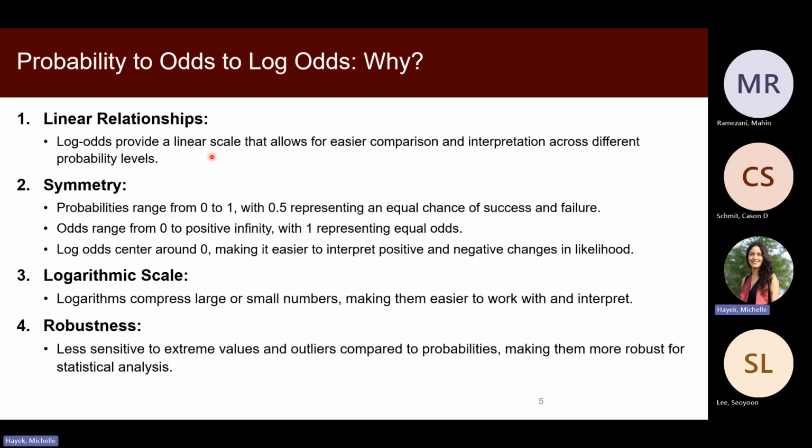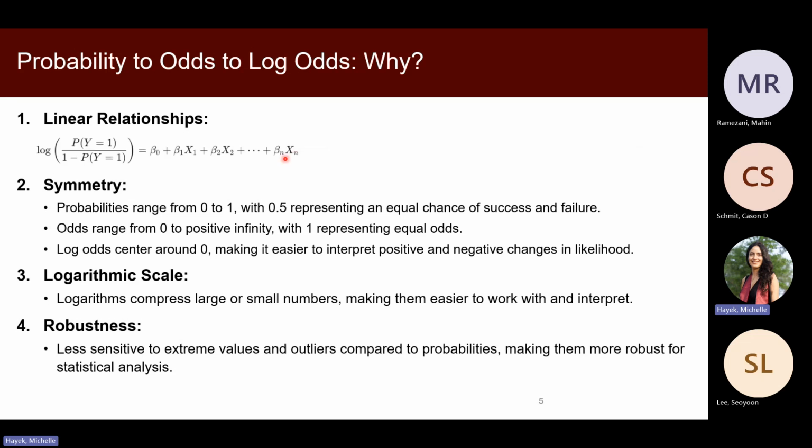Now, why do we do all of this? Why do we go from probability to odds to log odds? The first reason is, like I said, it provides a linear scale that allows for easier interpretation across different probability levels, like we saw from this equation. There's symmetry. Probabilities range from 0 to 1, with 0.5 representing equal chance of success and failure. Odds range from 0 to positive infinity, with 1 representing equal odds. And log odds center around 0, making it easier to interpret positive and negative values.